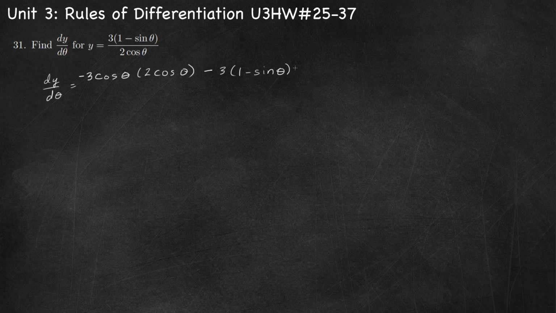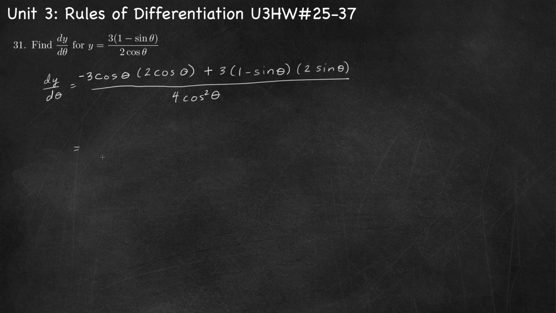Now on the bottom we have 2 cosine theta. The derivative of 2 cosine theta is negative 2 sine theta. So there's my 2 sine theta, and then my negative I'm going to bring to the front. The double negative will become positive. And this is all over the bottom squared, so 4 cosine squared theta.